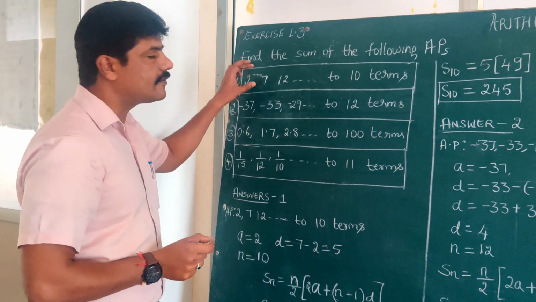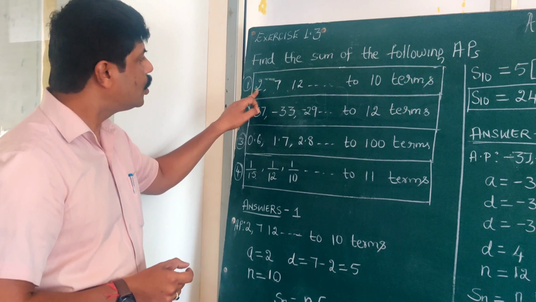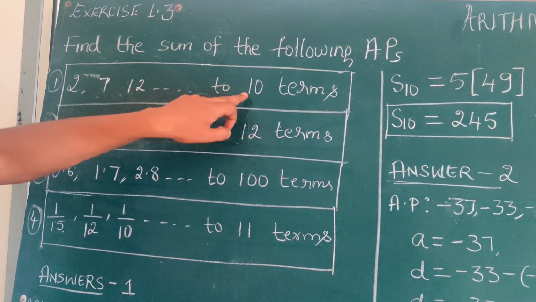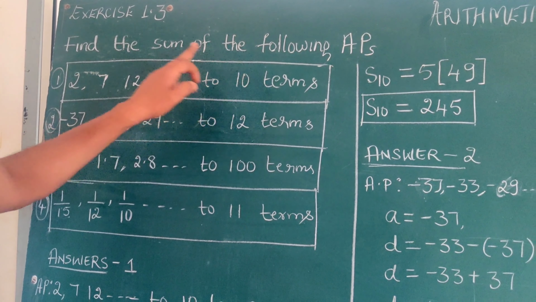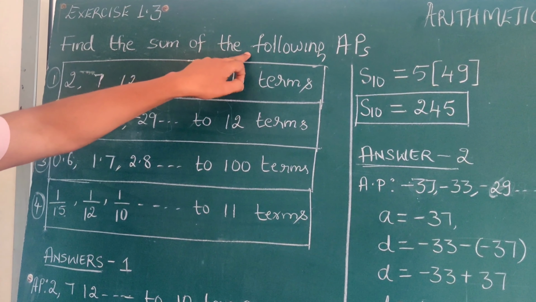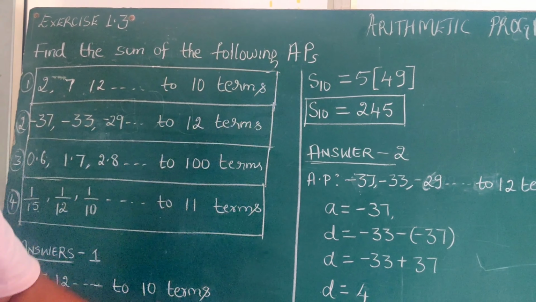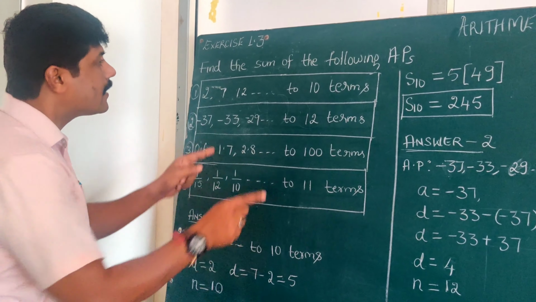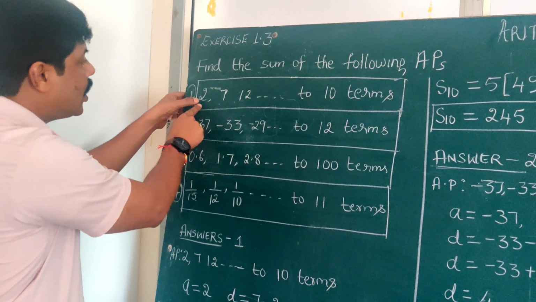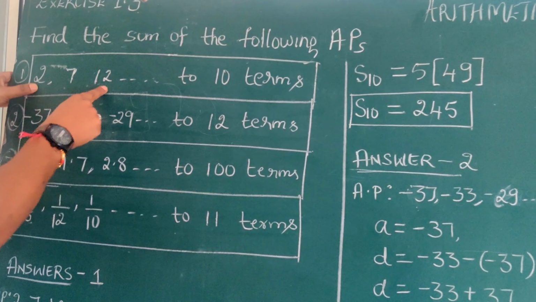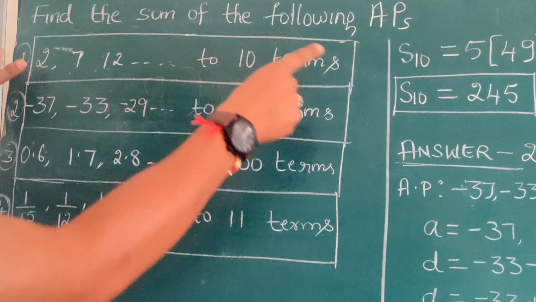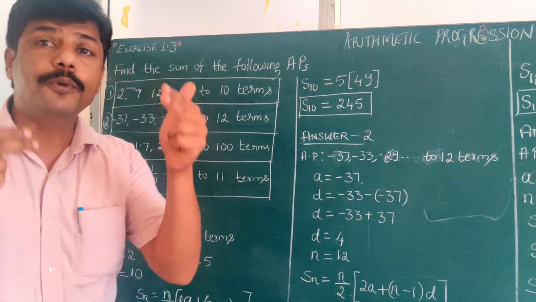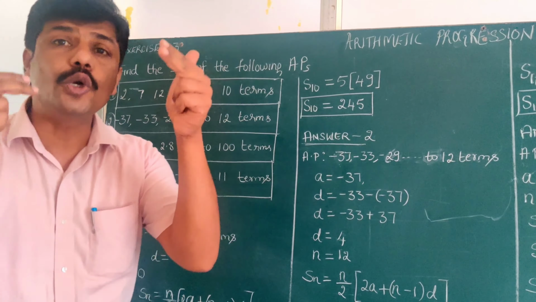Now let's consider the first problem, that is 2, 7, 12 up to 10 terms. You are asked to find the sum of the following APs. What is given is 2, 7, 12 up to 10 terms. You have to find the sum of this AP up to 10 terms. So the same is written here.